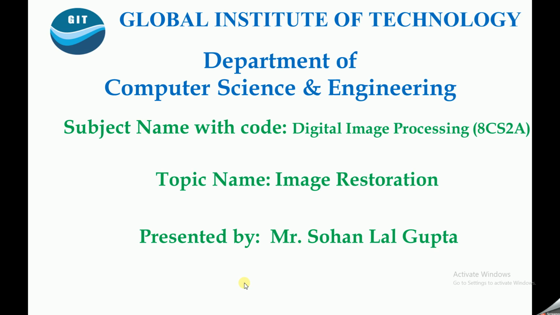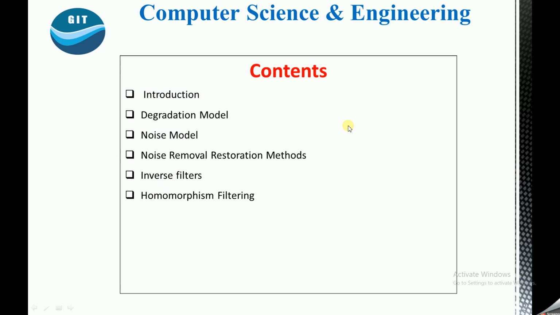Today, we will learn about image distortions. In this unit, we will cover the following contents. First of all, we will discuss the introduction: what are image distortion methods? Second is the degradation model. Third is the noise model. Fourth is noise removal distortion methods. Next is inverse filters, and last is homomorphic filters. In this unit, we will cover these topics.